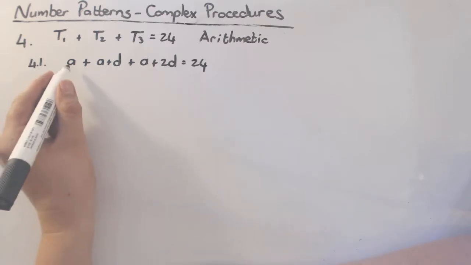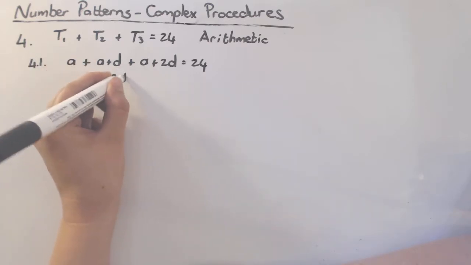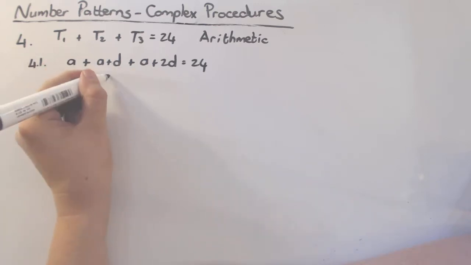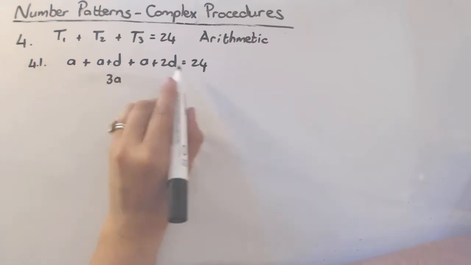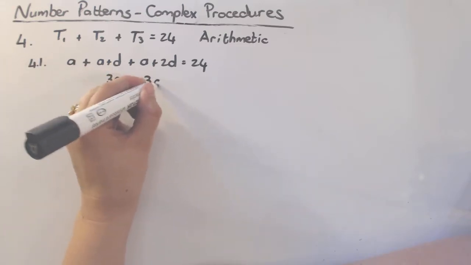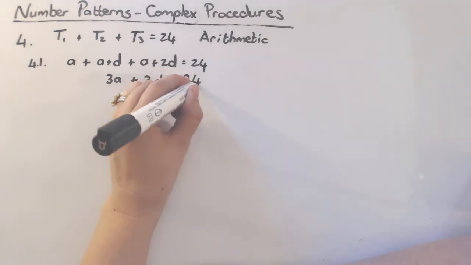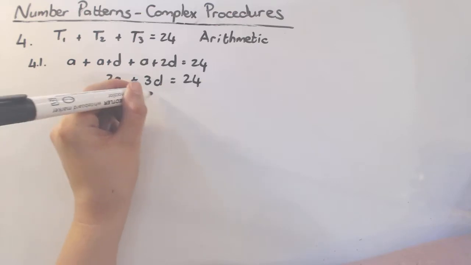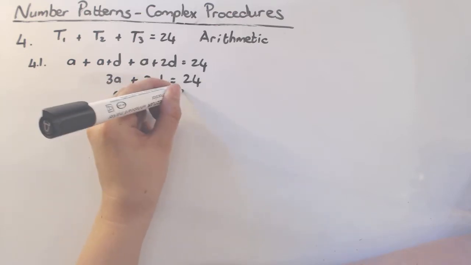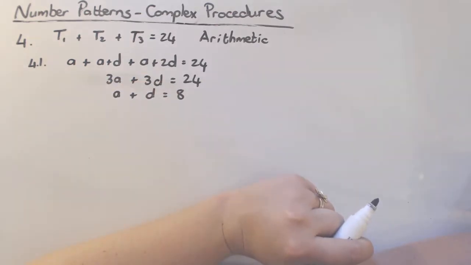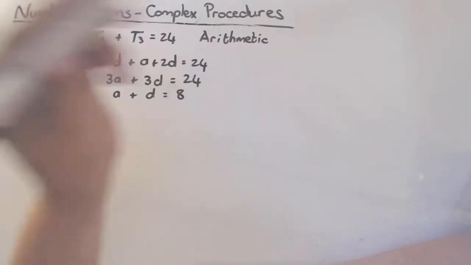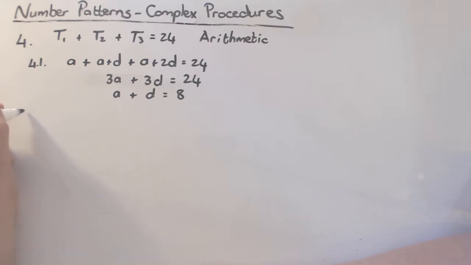Okay, let's simplify this. I've got 3 A's and I've got a D and 2 D's, so I've also got 3 D's is 24, and then I can divide throughout by 3, so A plus D is 24 divided by 3, which is 8. This is what I must show, so good. Okay, this counts 2 marks. 4.2 counts 8 marks. So here comes a horrific question again.